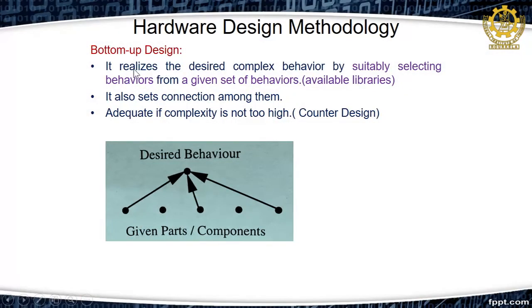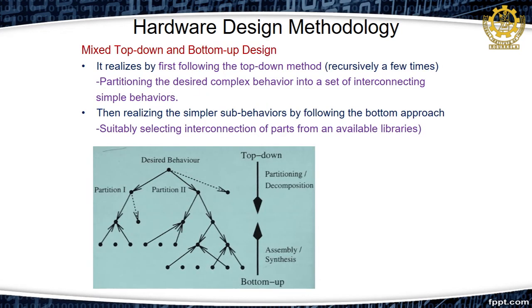So the bottom up approach realizes the desired complex behavior by suitably selecting behaviors from a given set of behaviors in a library. It also sets connections among them, as we discussed, and it is adequate if complexity is not that high. One example is a counter; you can also take ALU as an example, but a microprocessor is not possible in this design approach. Then there is a mixed type of approach, which is called mixed top down and bottom up design.